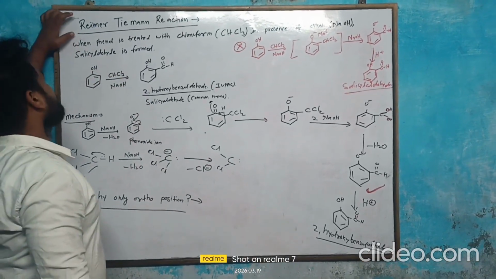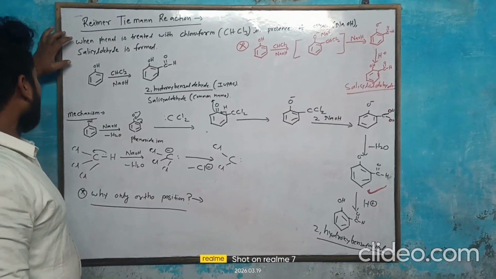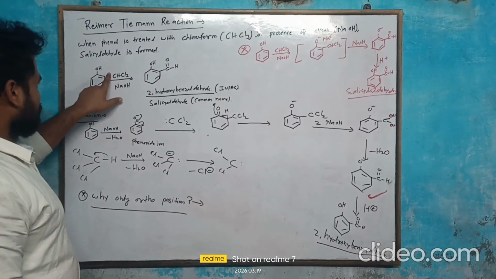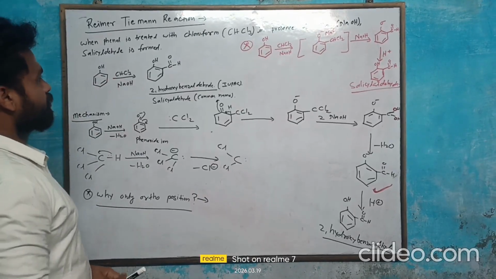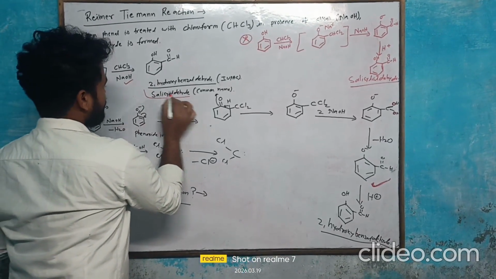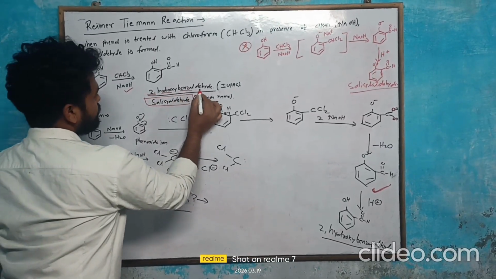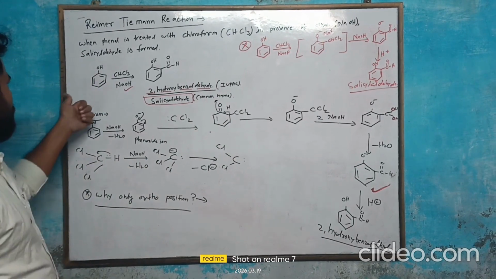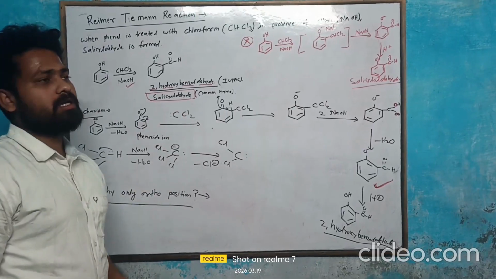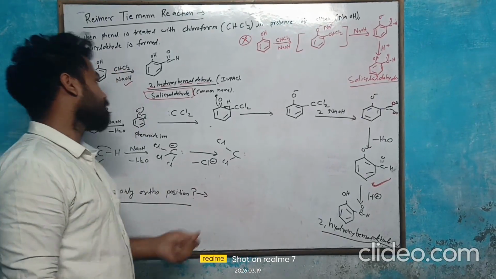The next reaction is the Reimer-Tiemann reaction. In this reaction, when phenol is treated with chloroform in the presence of alkali NaOH, there is formation of salicylaldehyde. This is the common name. Its IUPAC name is 2-hydroxybenzaldehyde. This reaction is very important from the examination point of view. Questions are asked frequently. After the discussion, I will discuss questions related to this.